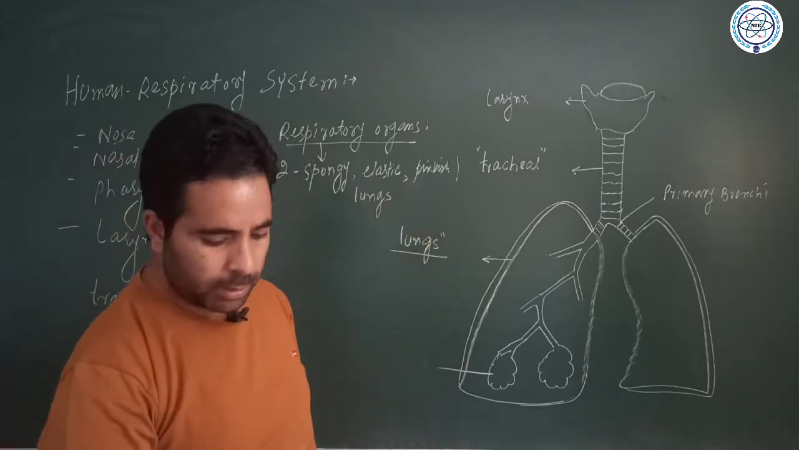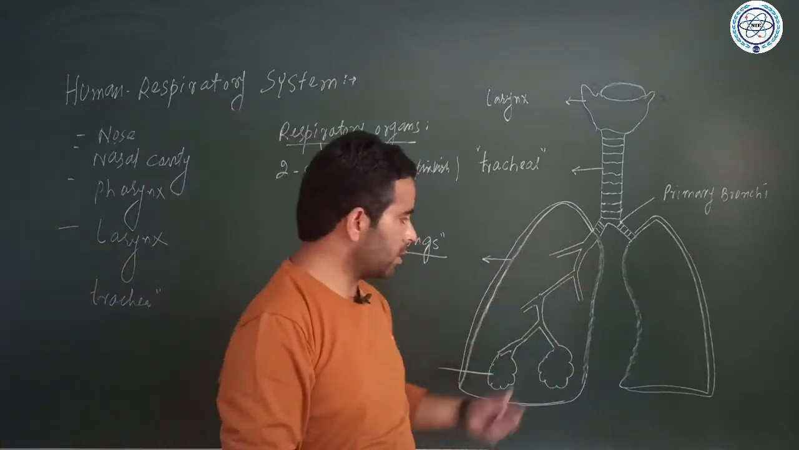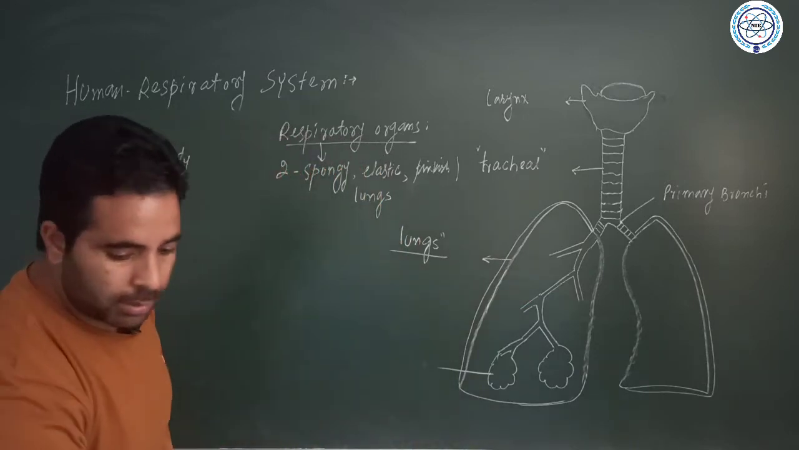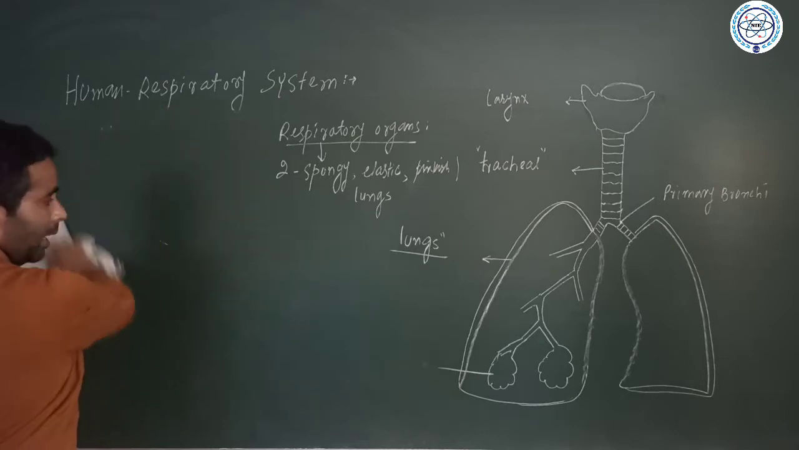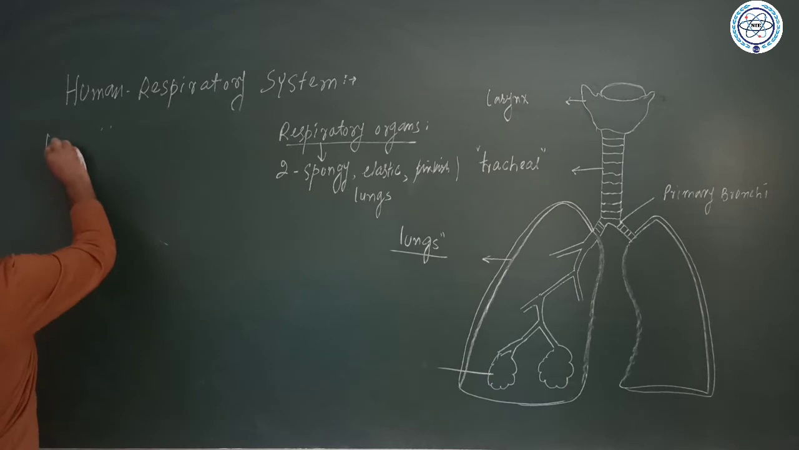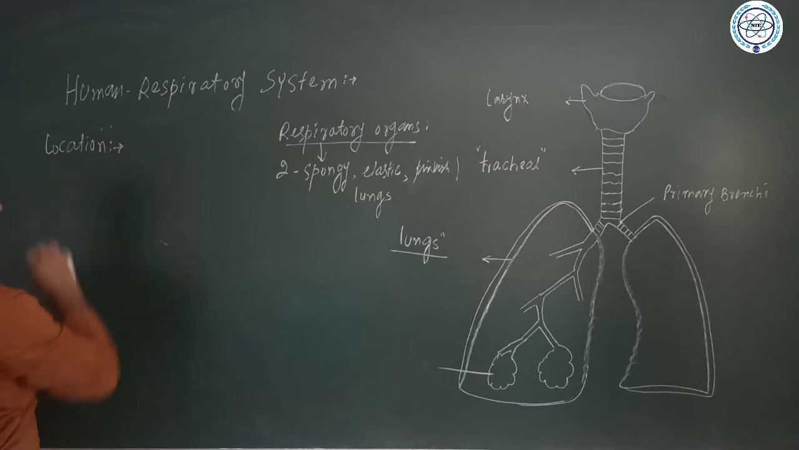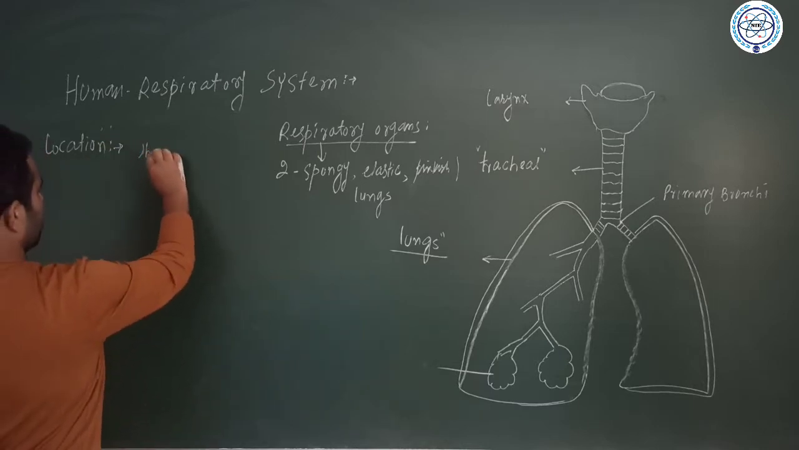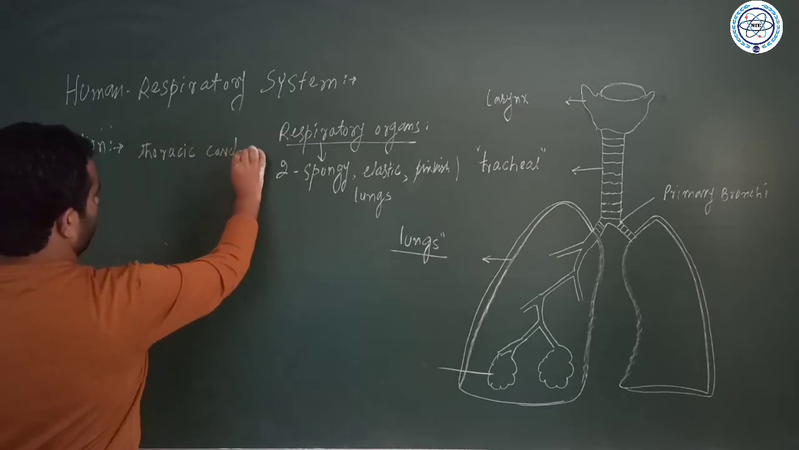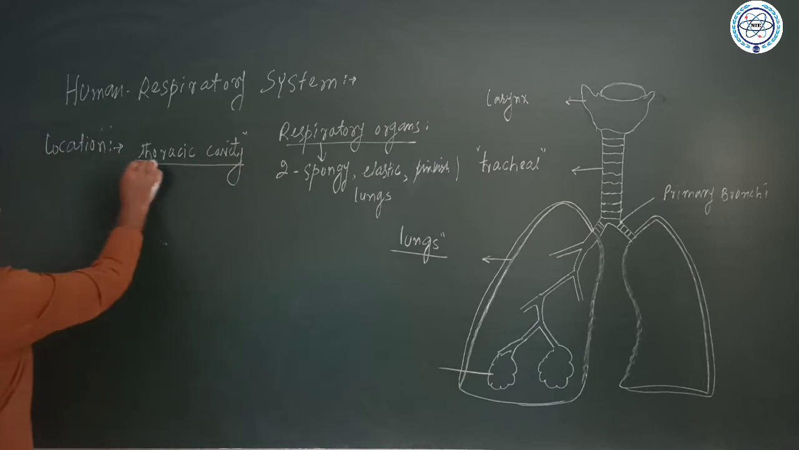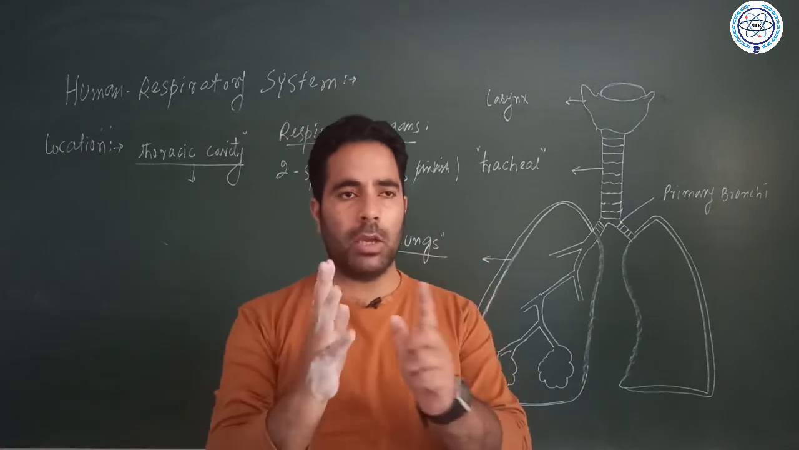Now the important thing about the lungs is their location, where these lungs are located. So far as the location of the lungs is concerned, let me write here. These lungs are present in the thoracic cavity. They are located in the thoracic cavity. And you know that this thoracic cavity is in the form of a cage, right?